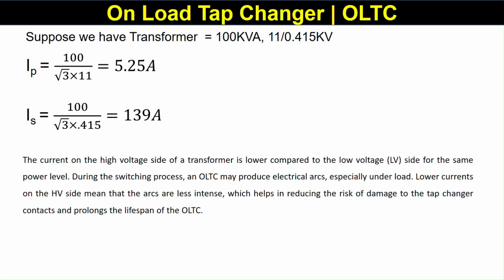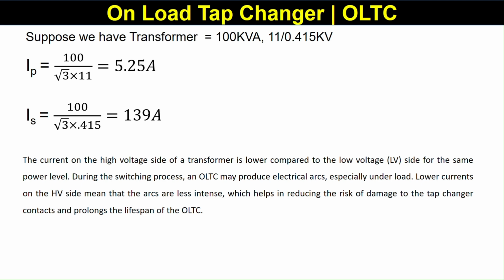During the switching process, an OLTC may produce electric arcs, especially under load. Lower currents on the higher voltage side mean that arcs are less intense, which helps in reducing the risk of damage to the tap changer contacts and prolongs the lifespan of the OLTC. That means on the primary side, the current is low. With the low current, the arcing will be less. The arcing will not be as intense as on the secondary side, because the current on the lower voltage side is very high, and the arcing will be very high.